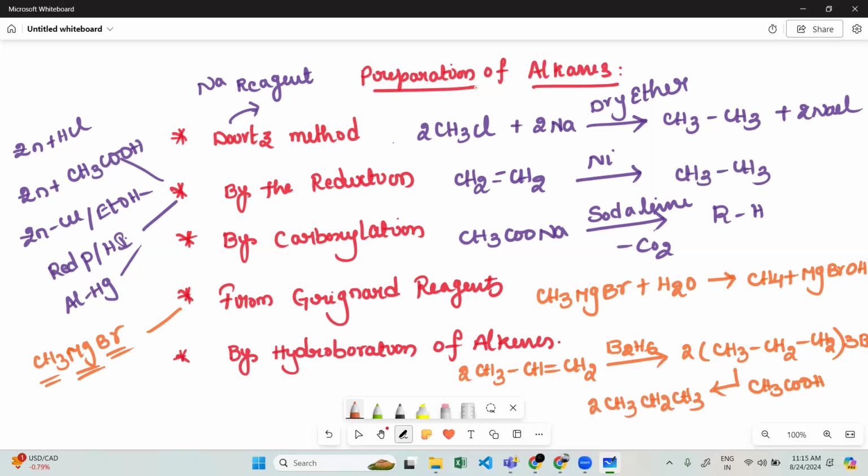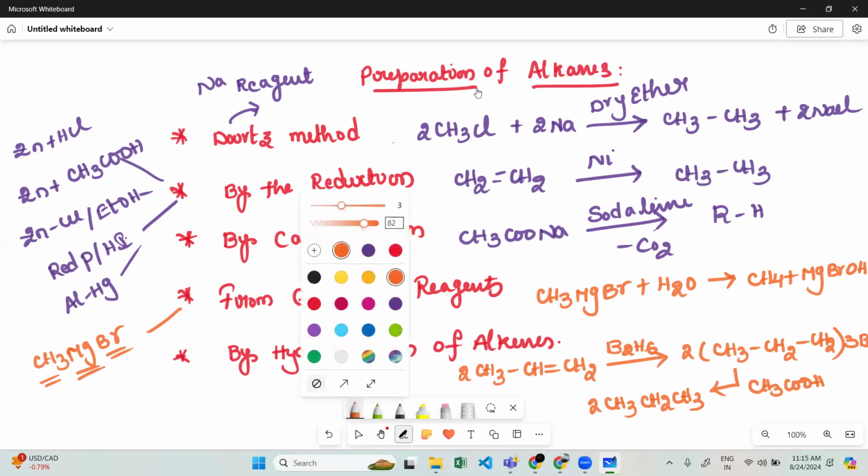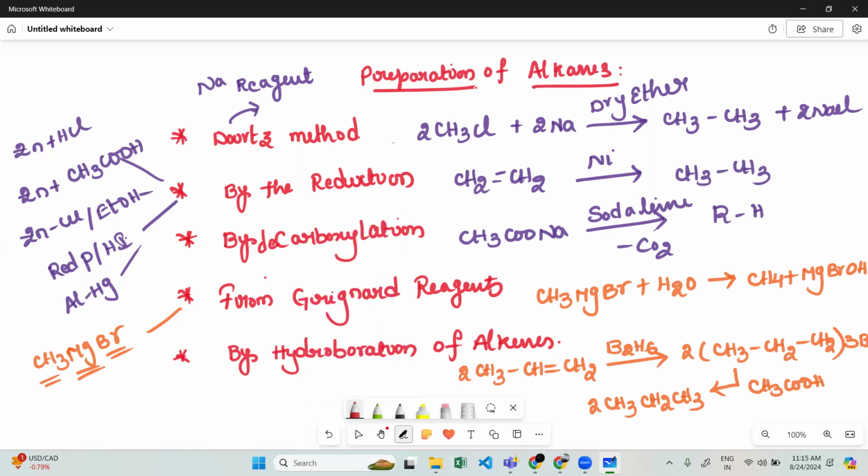So these are the preparative methods for alkanes. One is the Wurtz method, second is reduction, third is decarboxylation, then from Grignard reagents, and from hydrogenation of alkenes.